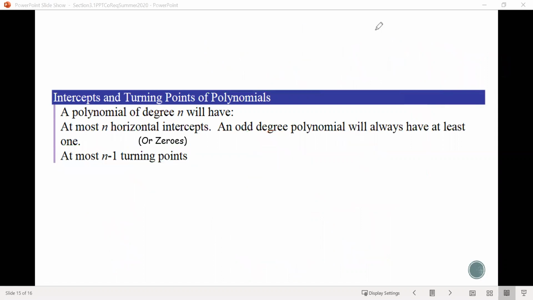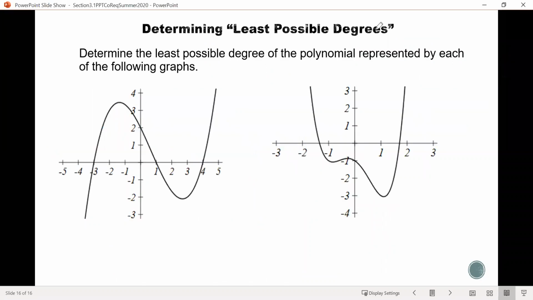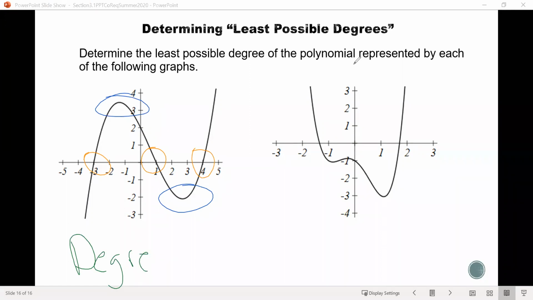All right, so let's put this stuff together to guess some degrees of some polynomials. And look at both of these. And in these, we're going to look at both the horizontal intercepts and the turning points. So for the first one there, notice that it has 1, 2, 3 horizontal intercepts and 2 turning points. So what does that tell us about the degree? Well, the degree here could be 3. Let's think about why, right?